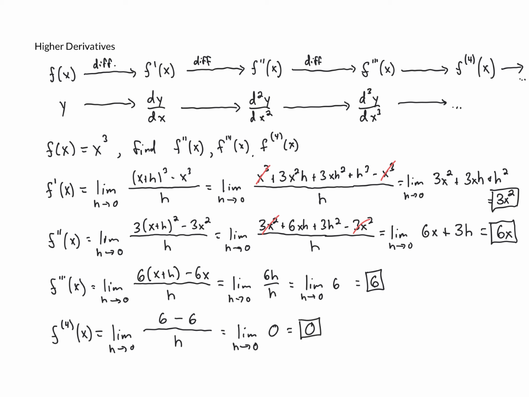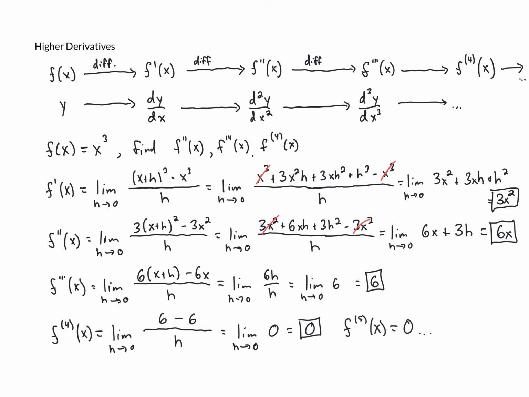In fact, if we wanted the fifth derivative, again, this is a constant function. The derivative of a constant function is 0. So we know that the fifth derivative is going to be 0. Same thing with the sixth derivative, the seventh derivative, etc.